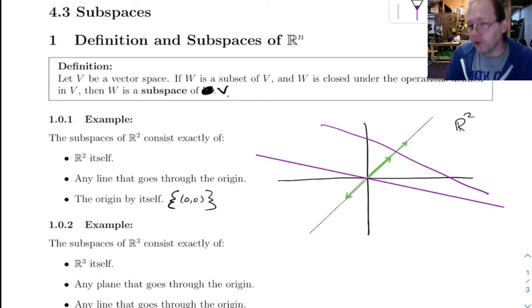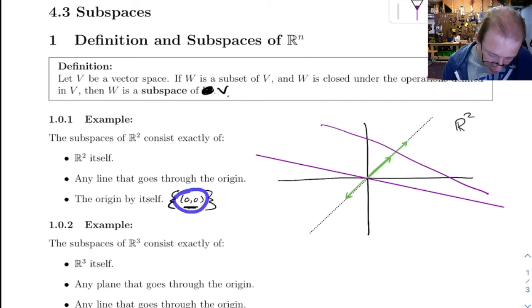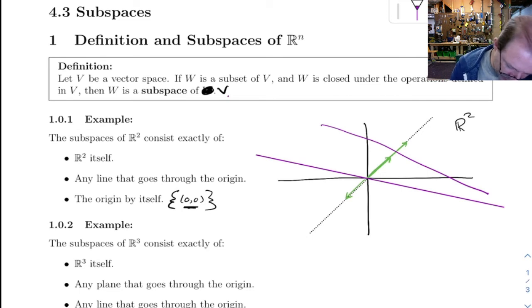If you look at this set that only contains the zero vector, if you take this and multiply it by any scalar, you still just get the zero vector. And if you pick two vectors out of here, well, there's only one. But if you pick this one twice and add it together, you still just get the zero vector. So the origin is considered a subspace of this.